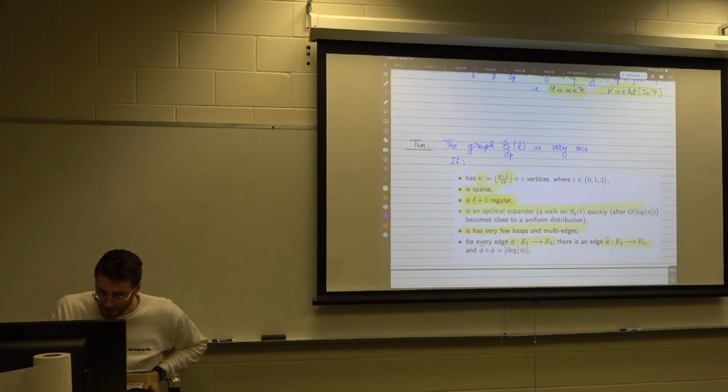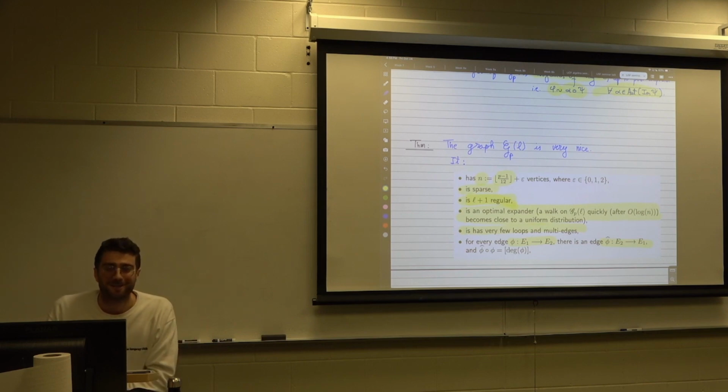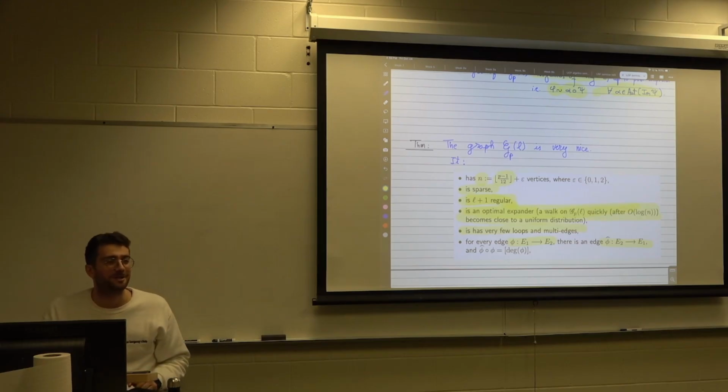Now I'm going to say one last thing, and I'll let everyone go after this because we're almost out of time. I was told I could use the full hour. So these graphs are optimal expanders. What does that mean? I'll say it in English first, and then I'll write down the theorem.